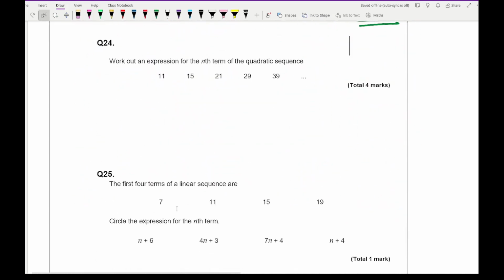Moving on to question 27. Again, I've not really left myself much room in this. It says work out the expression for the nth term of the quadratic sequence. So again, the difference here is 4, 6, 8 and 10. So the double difference is going to be 2. So n squared is in my nth term. So n squared is going to be 1, and then 4, 9, 16, 25.